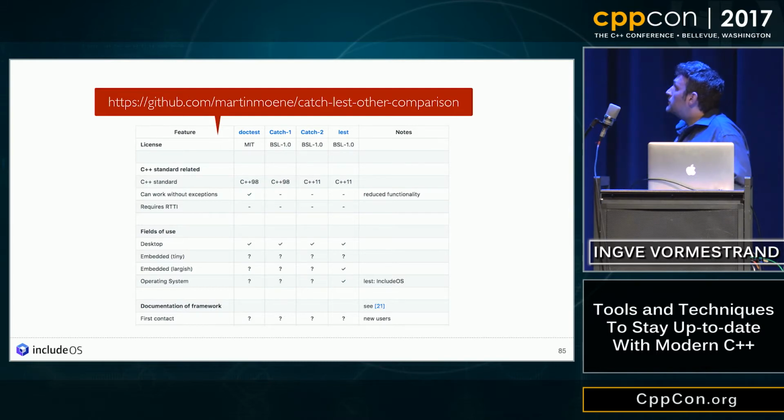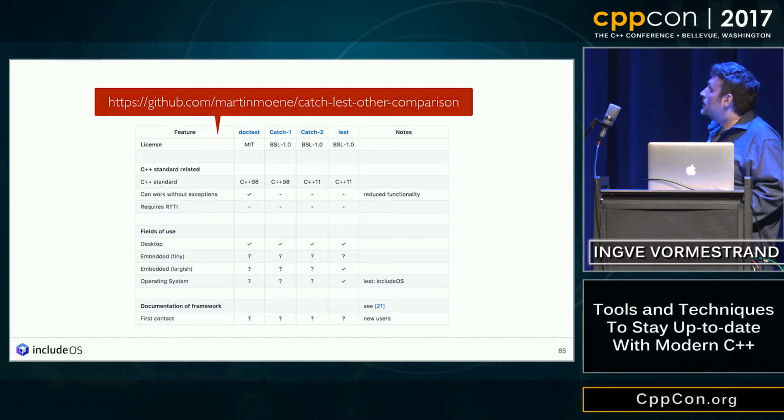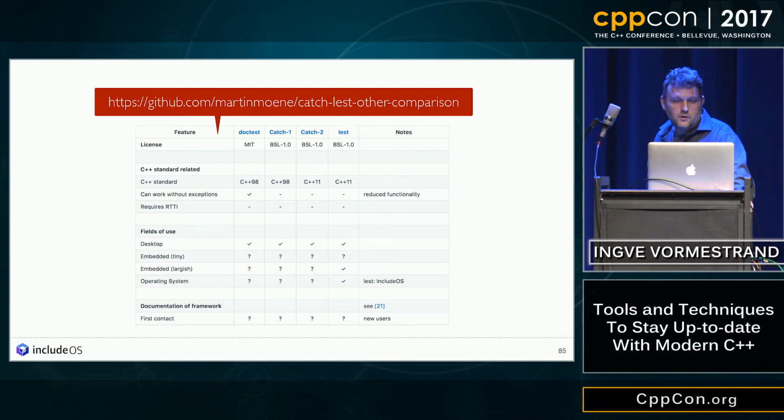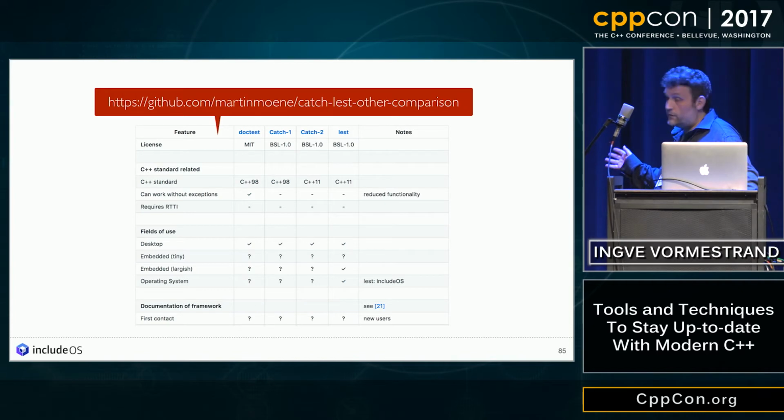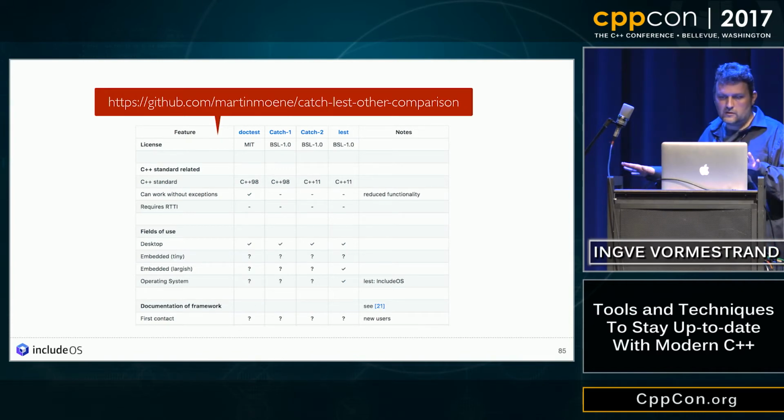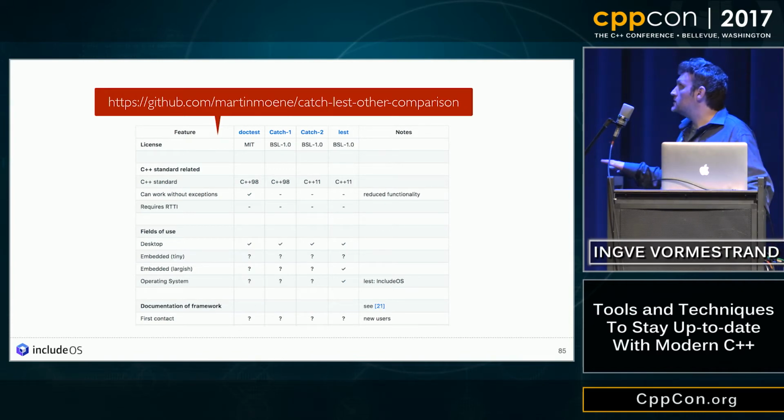This is a repository on GitHub, which has a comparison of multiple modern C++ unit testing frameworks. I think Catch is probably the most used currently, but all these are really, really good. I personally use Lest, but the difference between these frameworks is not huge.